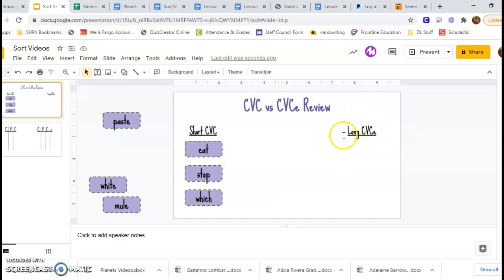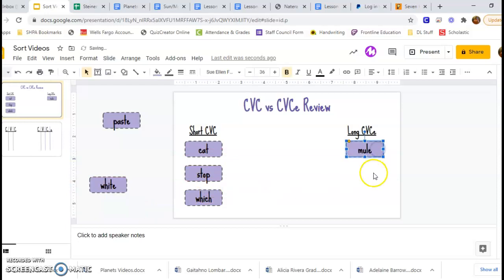All right, now let's move on to the second group, long CVCe. Remember, long vowels say their name. Which words over here do you notice would go in this pattern? So they would have a consonant, vowel, consonant, and a silent E. That silent E on the end makes the vowel in the middle long. So first I notice mule.